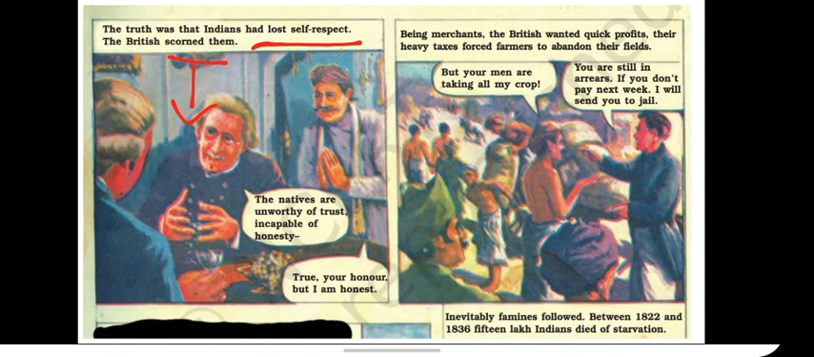So what are they saying? This is a British man, and here an Indian. The natives are unworthy of trust. Native means people who belong to that land. So Indians are living in India, so they are natives. Unworthy means not valuable, of trust. They don't deserve trust, incapable of honesty. We cannot trust them. They don't have honesty in their character.